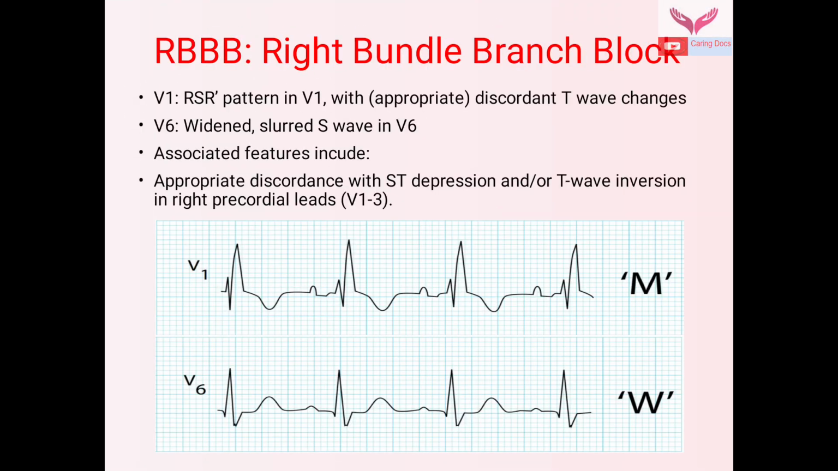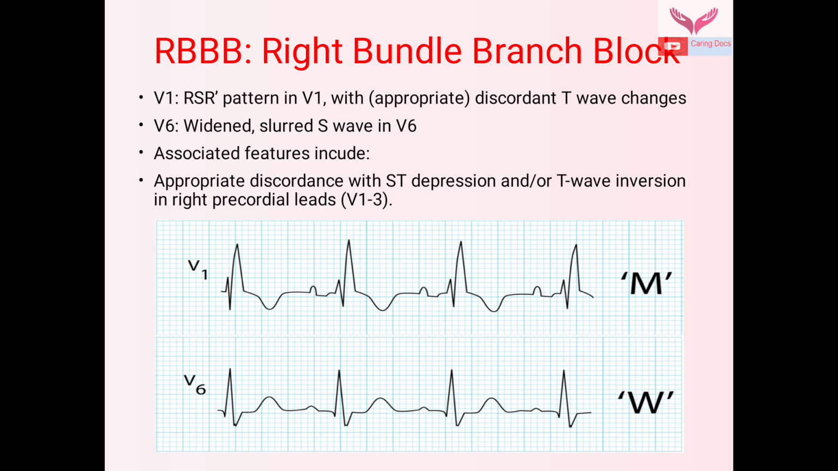So in this ECG we can see an RSR' pattern in V1 with appropriate discordant T wave changes. In V6 we get a wide slurred S wave. Appropriate discordant means there should be ST depression or T wave inversion in the right precordial leads, V1 to V3. As we get an RSR' pattern, that is first a positive deflection R, then a negative S deflection, then R dash, a positive deflection, thereafter there should be a negative deflection of the T wave or ST depression.